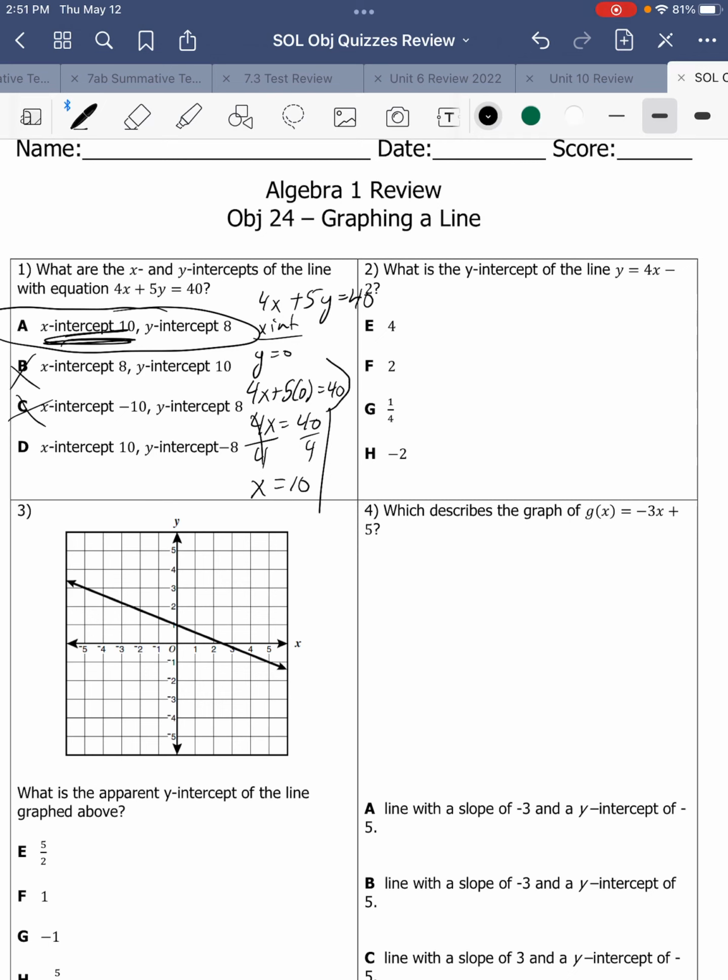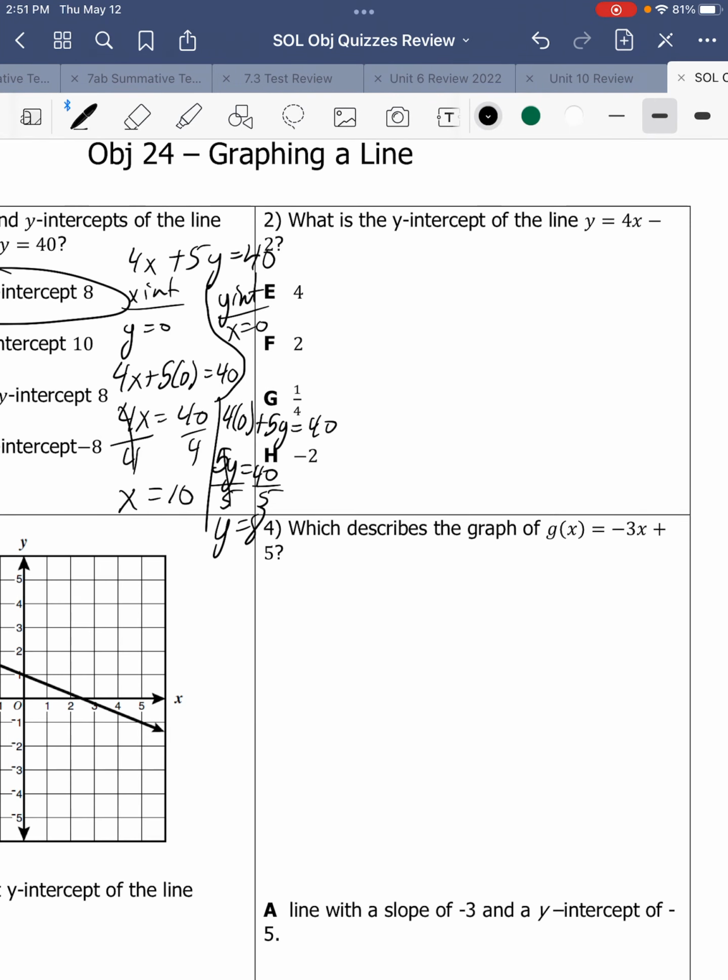And then finding the y-intercept, you set x equal to 0. So it'd be 4 times 0 plus 5y. 4 times 0 is 0, plus 5y is 5y, and you divide by 5, and you get y equals 8. So there you go.